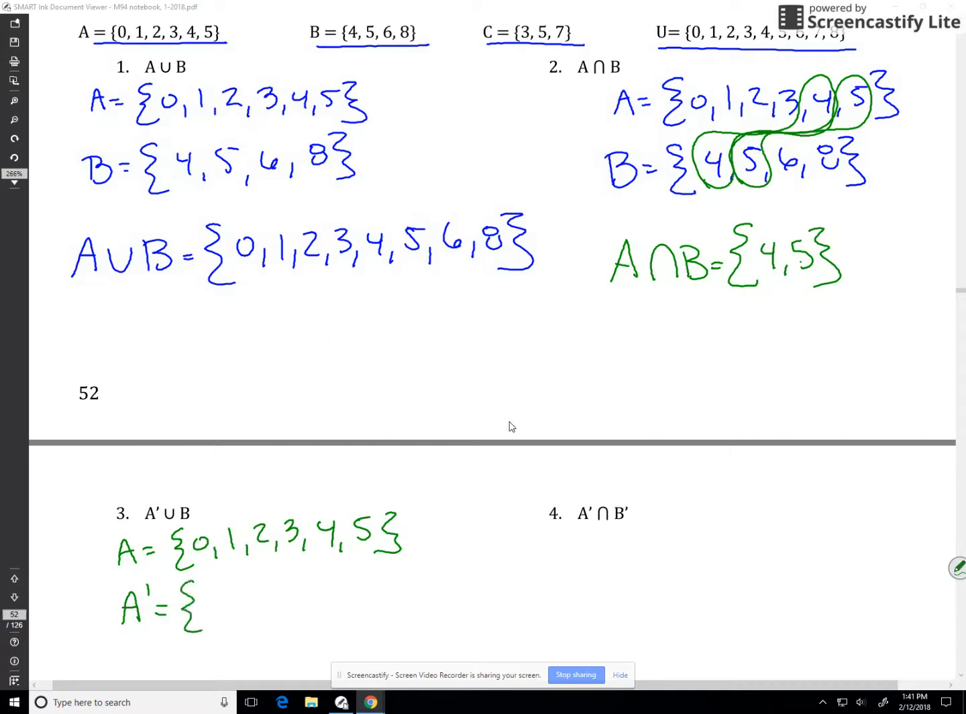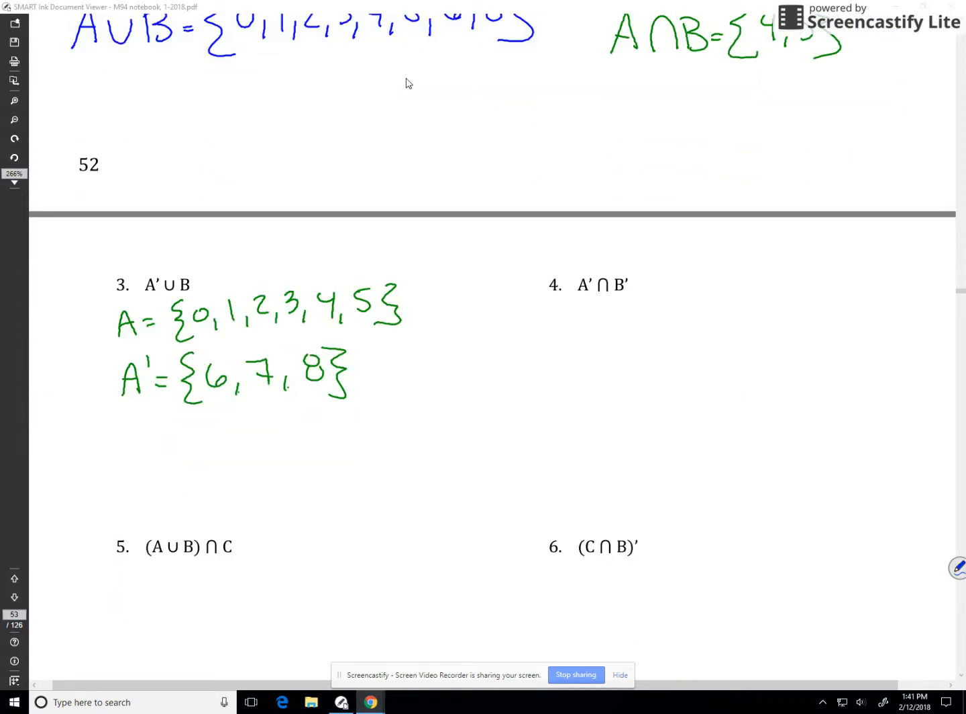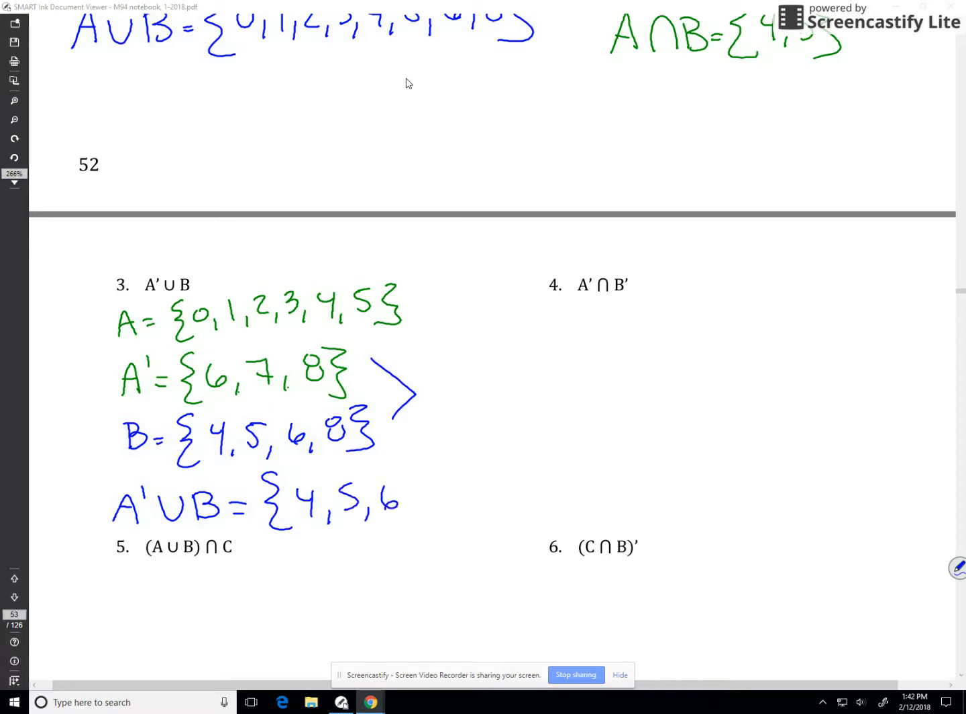So A complement is going to be the elements that are in the universal that I haven't already listed. So those are going to be 6, 7, and 8. Now if I relist my stuff from B, which remember B is 4, 5, 6, and 8, I now want to union these two things together. So A complement union B is equal to 4, 5, 6, 7, and 8.